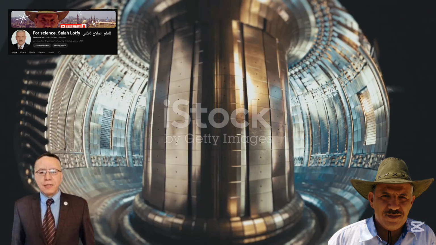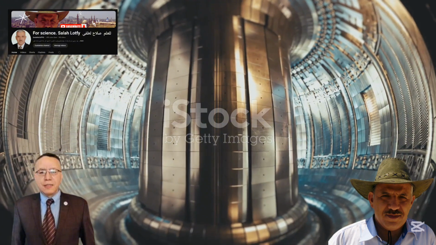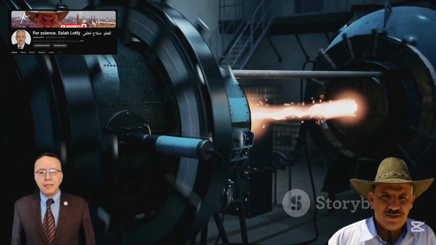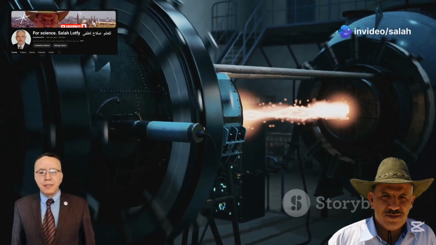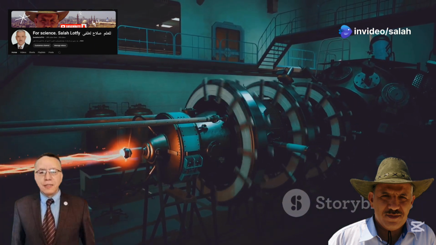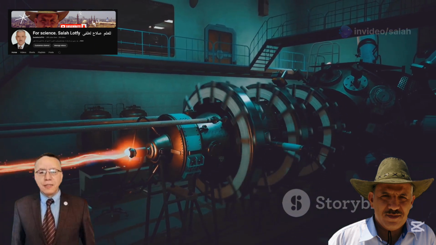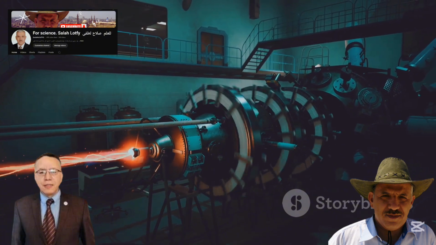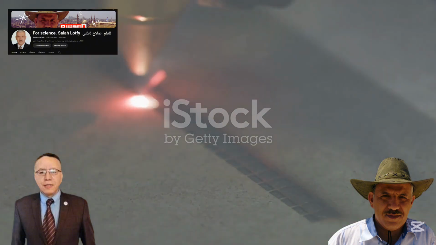Another type of magnetic confinement device is called a stellarator. Instead of a simple donut shape, a stellarator has a more complex, twisted shape. This twisted shape creates a magnetic field that is even more effective at confining the plasma, potentially leading to more stable and efficient fusion reactions.